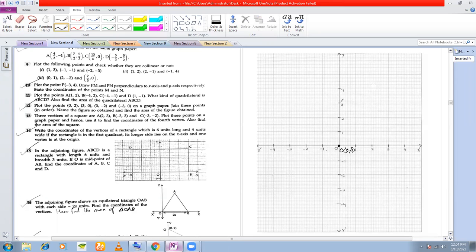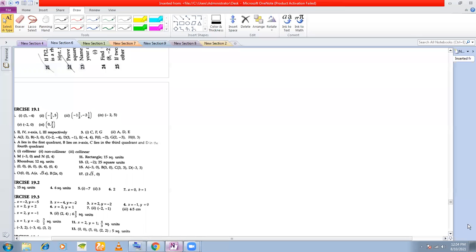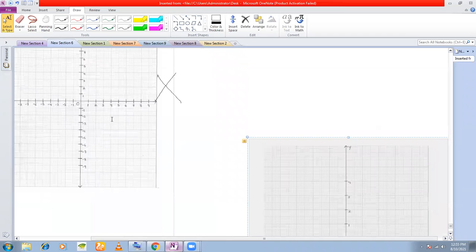Okay. Next, you see that the rectangle is 6 units long. That means what is the length of the rectangle here? 6 units. So if I start from the origin, can I take the length 6 units here? It will go out of the graph paper, isn't it? Yes, sir. That means we cannot use this graph paper. We cannot use this scale. That means we have to use the other scale. So let's use the other scale.